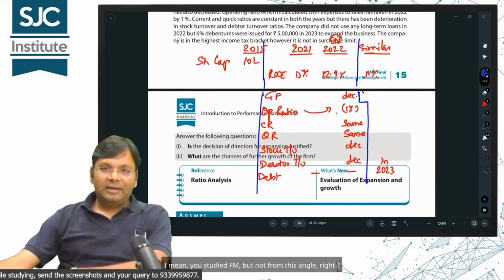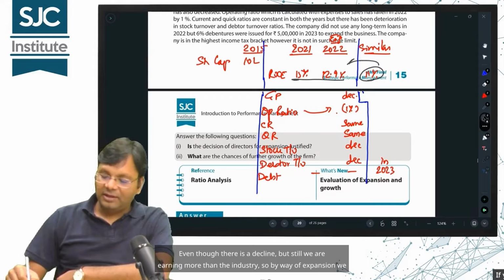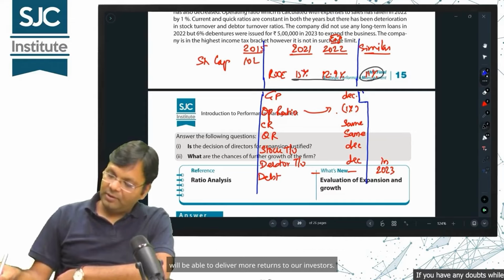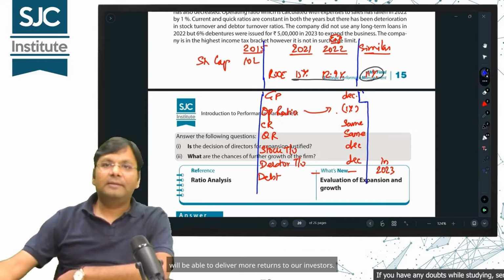I mean, you studied FM, but not from this angle, right? First, now tell me, after looking at everything, the expansion that we want to do, is it justified or not? So, I feel that the expansion here is justified. Why do I feel so? Because our ROC comes better than the industry. We are able to earn more than the industry. Even though there is a decline, we are still earning more than the industry. So by way of expansion, we will be able to deliver more returns to our investors.